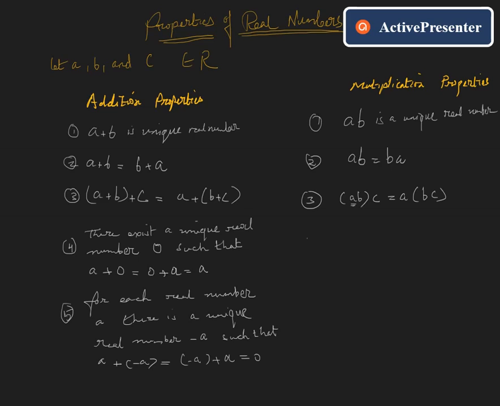The fourth property is that there exists a unique real number 1 such that A multiplied by 1 equals 1 multiplied by A equals A.